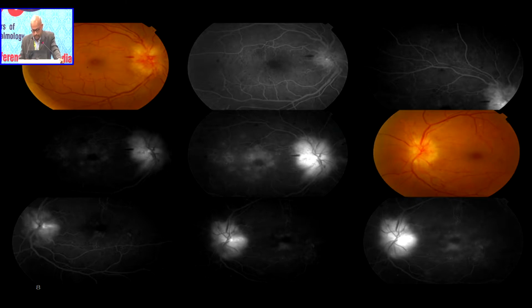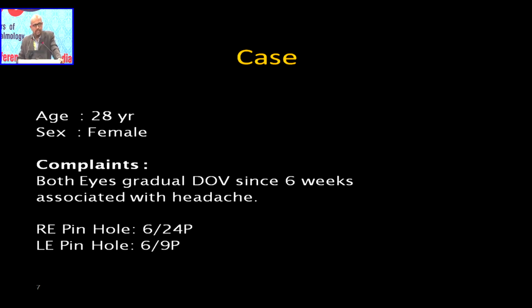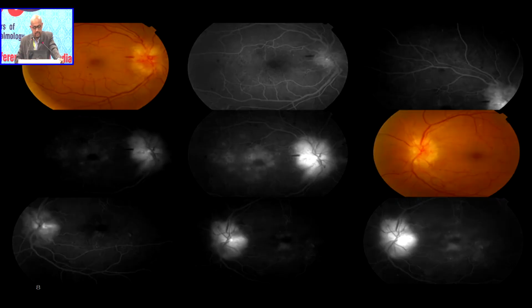What do you think? A 28-year-old female, slightly overweight, with gradual dimness of vision for the last 6 weeks associated with headache, visual acuity 6/24 and 6/9, and there is this. What do you find in the fundus now? Basically, there is a bilateral disc edema, right? Now, first, when you see a patient with a swollen disc, your first thing is it's a disc edema. What's the difference between disc edema and papilledema?